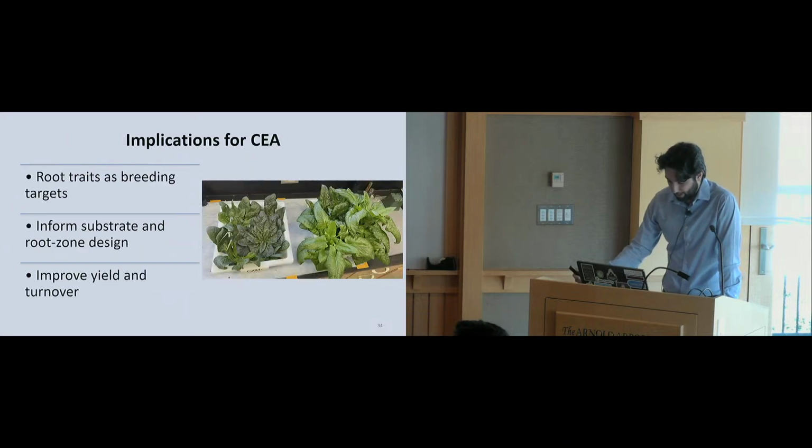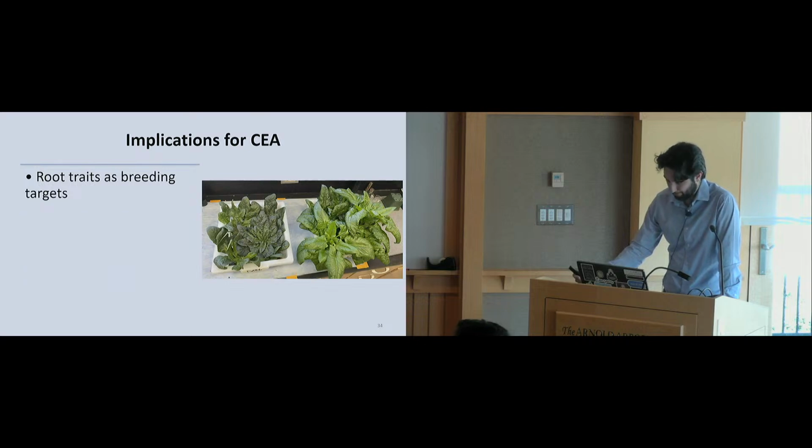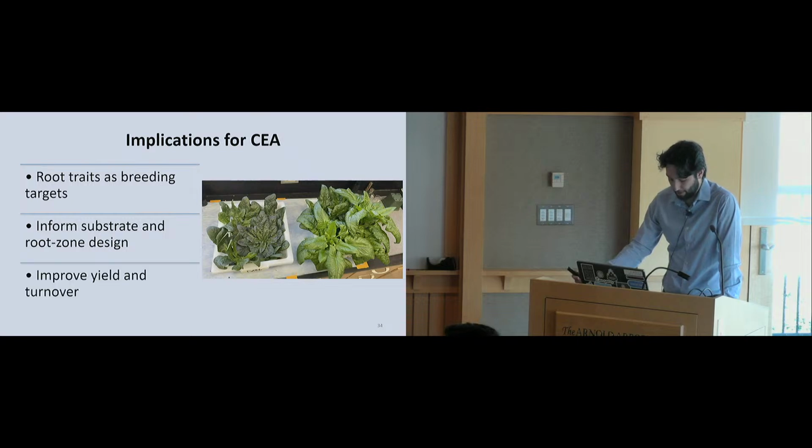So those findings suggest that, one, root traits should be a prioritized feature in plant breeding. Two, that they're highly informative to substrate selection and root zone design and conditions. And third, that certain cultivars might be inherently better suited to CEA, which could improve yield and shorten growth cycles.